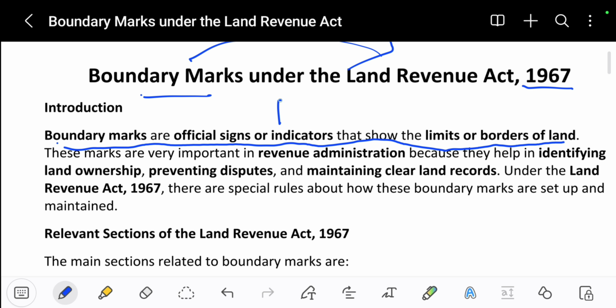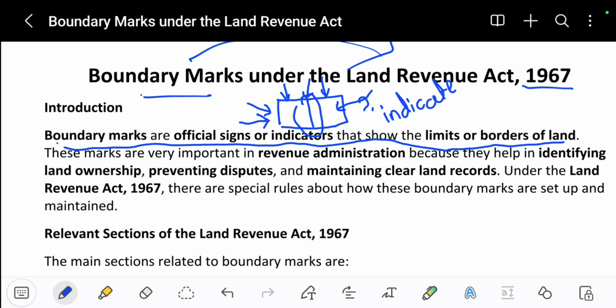So basically, I'm going to draw a big land over here. How will you know that this land has a boundary mark? I'm going to make a boundary mark over here. This is basically dividing these lands. The boundary mark indicates that this land is separate and this land is separate. It indicates to the person seeing the boundary mark that this land is divided. Okay, this is what a boundary mark is.